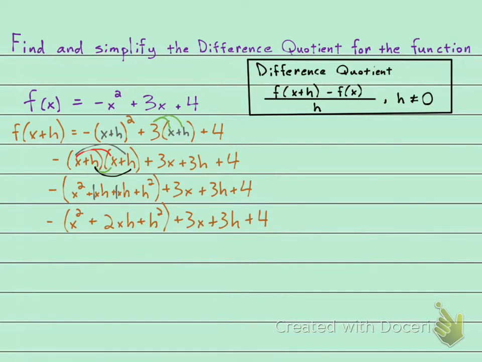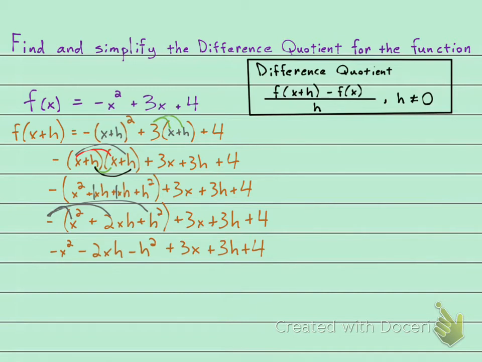Now let's distribute this negative sign. I have a negative x squared, I'm going to have a negative 2xh, and then I'm going to have a negative h squared. So negative x squared minus 2xh minus h squared. Drop everything else down, plus 3x plus 3h plus 4. And now I'm ready to combine like terms. Do you see any like terms? I do not. So this is what we have. This is the f of x plus h.